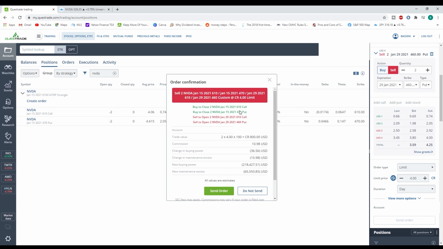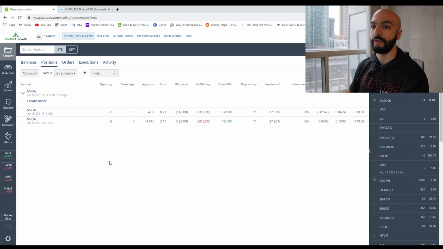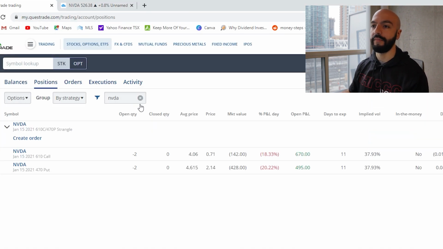So I am buying to close the original one, and now I'm selling to open a new one using the same call, but then a kind of lower put, just to give myself a little bit of a buffer. And I am making $800 just by rolling this out. Let's send order. I hope this gets filled. Let's go.